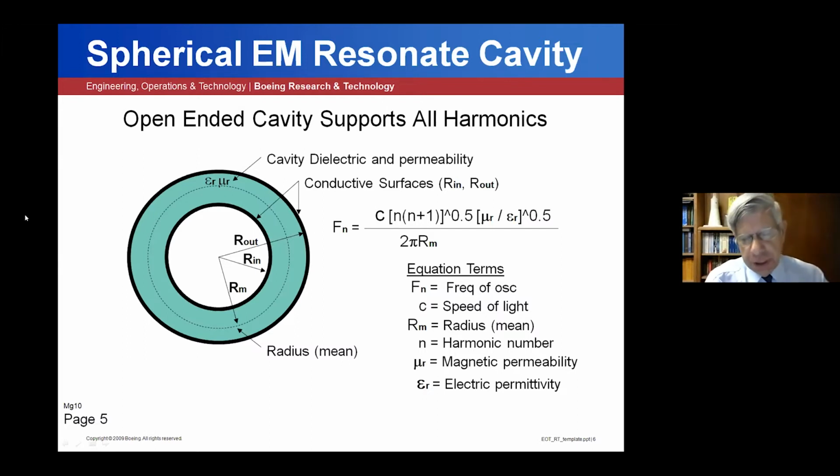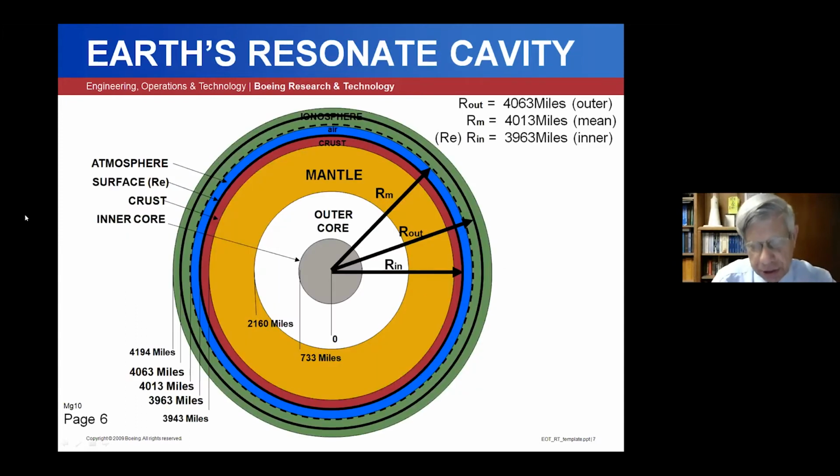What I did was take that and put that in perspective here, how the Earth is. The Earth's resonant cavity, the inner radius is the surface of the planet. It's conductive. All your electrical systems grids are all grounded to it. The outer radius is about the middle of the ionosphere because that's conductive. That's about 100 miles up. And so that puts the mean radius at about 50 miles, which is the outer edge of the atmosphere.